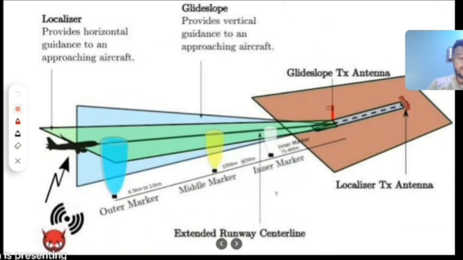Then the moment you reach above the inner marker, you will hear a dot dot dot sound in the cockpit, and on the PFD it will be written IM. So it is a discrete distance information. The moment you get the long dash sound, you will know you are 8.5 kilometers away from the runway. Right guys?